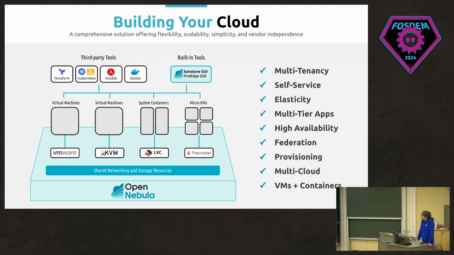OpenNebula has a lot of integrations with third-party tools like Terraform, Kubernetes, Ansible, or Docker. It also has built-in tools like Sandstone, the web user interface, where you can handle all of your infrastructure, or you can use the CLI, and deploy virtual machines based on VMware, on KVM, LXD, or micro VMs in Firecracker.